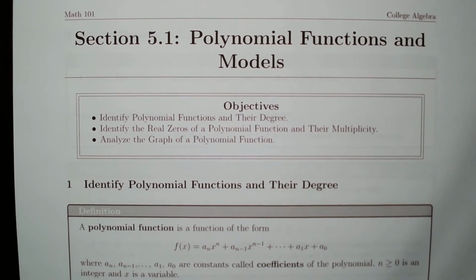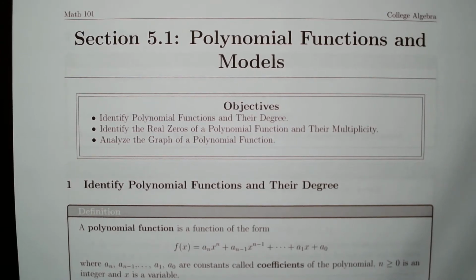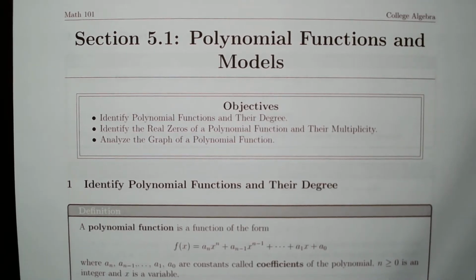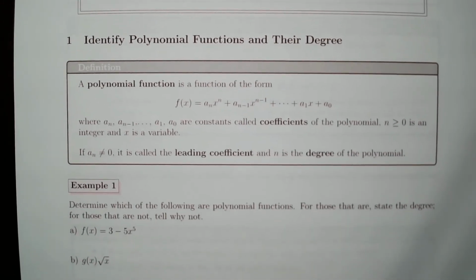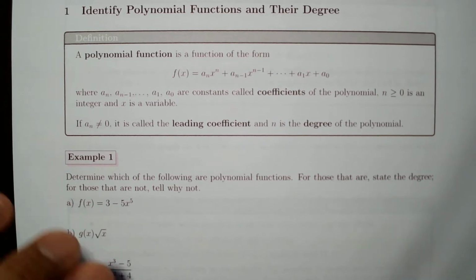Alright, so in this video we go over section 5.1, which is polynomial functions and models. In this section we are going to identify what a polynomial function is and their degrees, identify the real zeros of a polynomial and their multiplicity, and analyze the graph of a polynomial function. Alright, so let's identify a polynomial function first and their degrees.